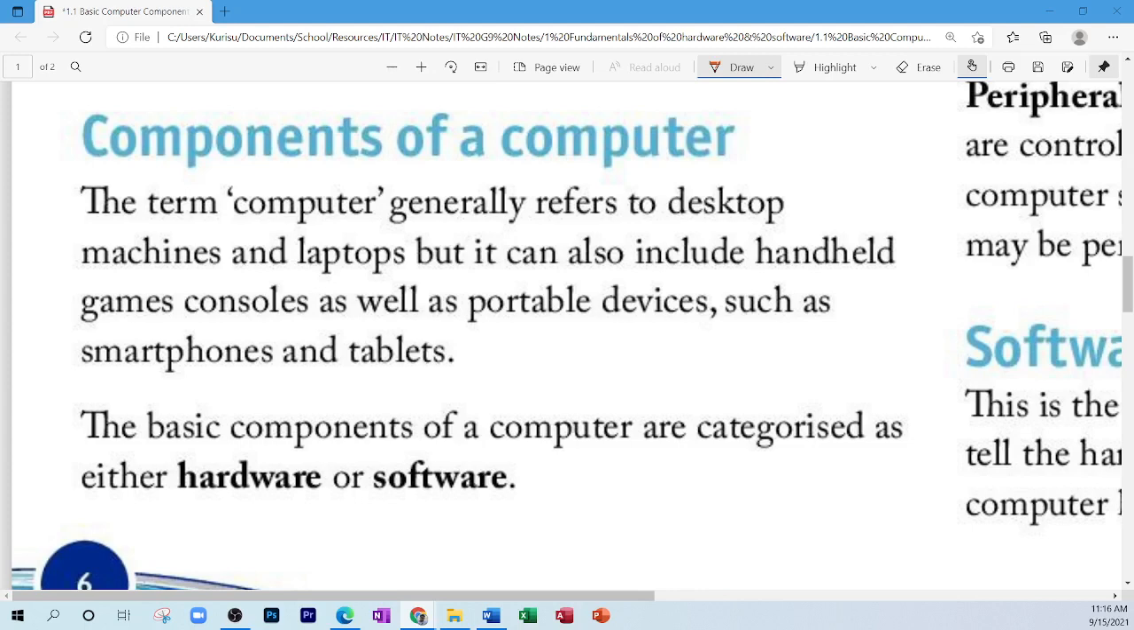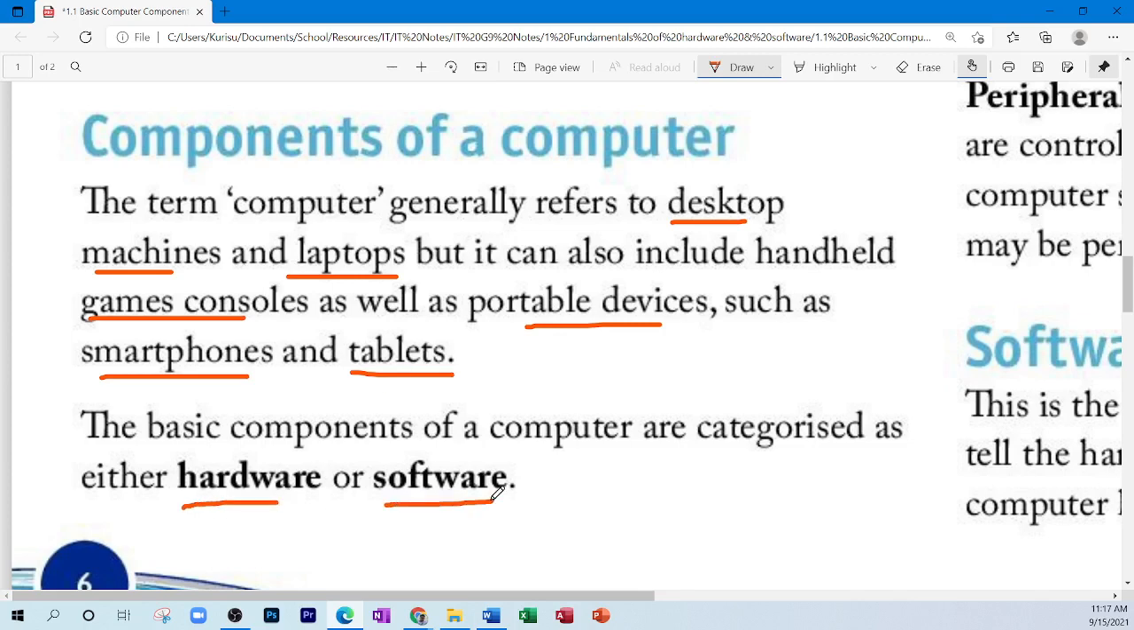Yes, sir. Go ahead. The term computer generally refers to desktop machines and laptops, but it can also include handheld games consoles as well as portable devices, such as smartphones and tablets. The basic components of a computer are categorized as either hardware or software.